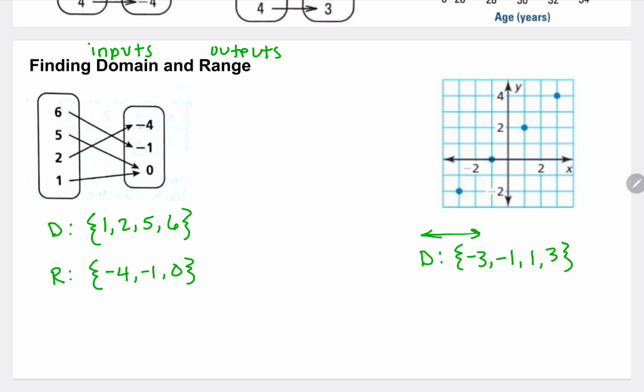If I'm doing the range, I'm looking at my y values. I'm going up and down. So because I go in numerical order, I'm going to start down at the bottom. My bottommost point is right here at -2. My next lowest point is here at 0. My next lowest point is here at 2. And my topmost point is up here at 4.